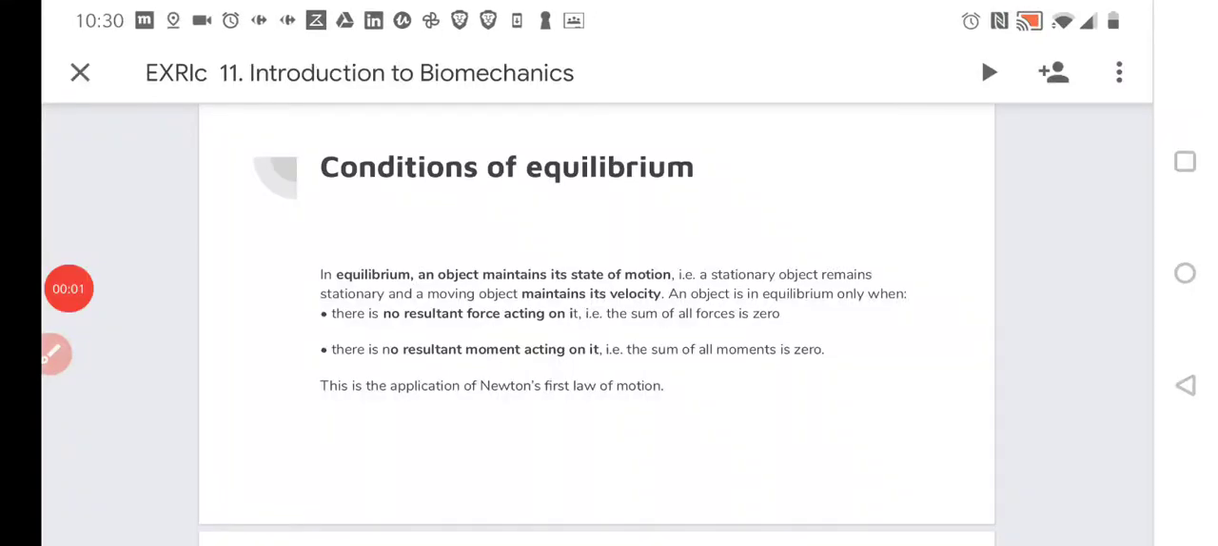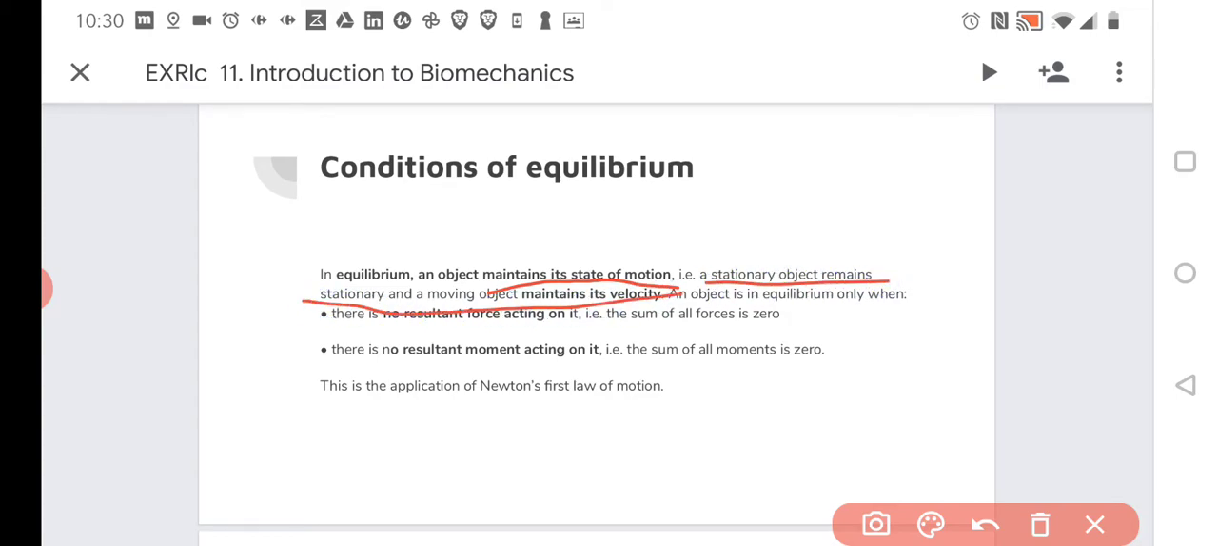So what is equilibrium? In equilibrium, an object maintains its state of motion, so a stationary object remains stationary and a moving object maintains its velocity, when there is no resultant force or no resultant moment acting on it.